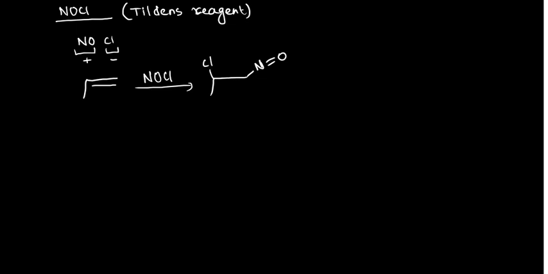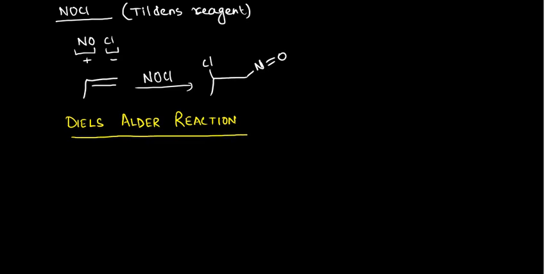Next we will be doing an important reaction that is called the Diels-Alder reaction. This question was asked once in the NEET examination. Diels-Alder reaction. So this is basically the reaction of an alkene with a alkadiene. So first we will draw an alkadiene. CH2, CH, CH, CH2.